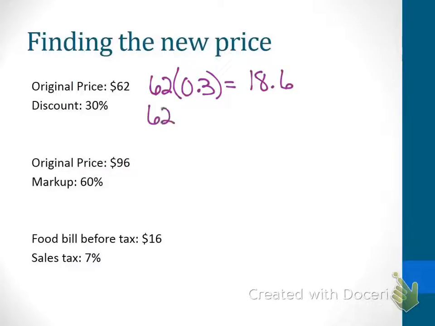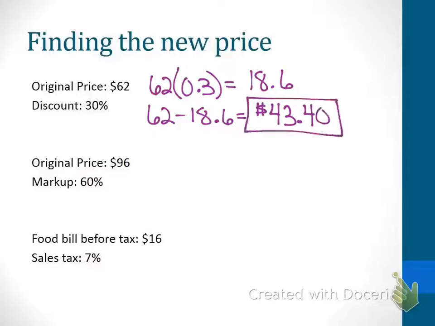18.6. Now, what do we do with 18.6? Do we add or subtract it from the original? We subtract because it's a discount. So we subtract from 62 to get our new price of $43.40. Just remember, if it's a discount, you subtract. If it's a markup, tax, tip, you add.